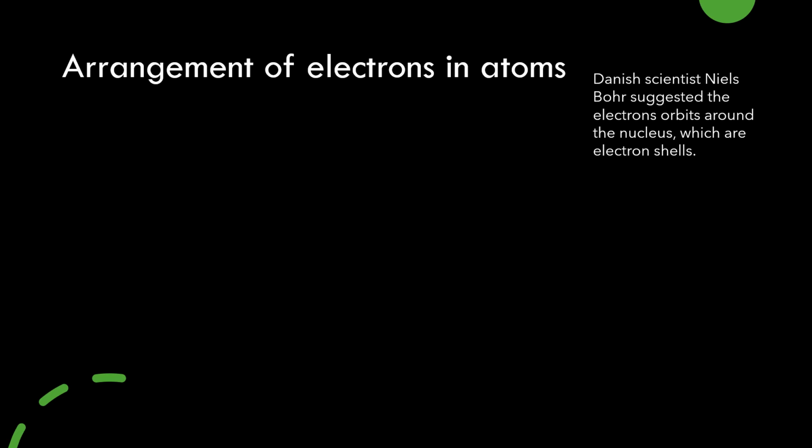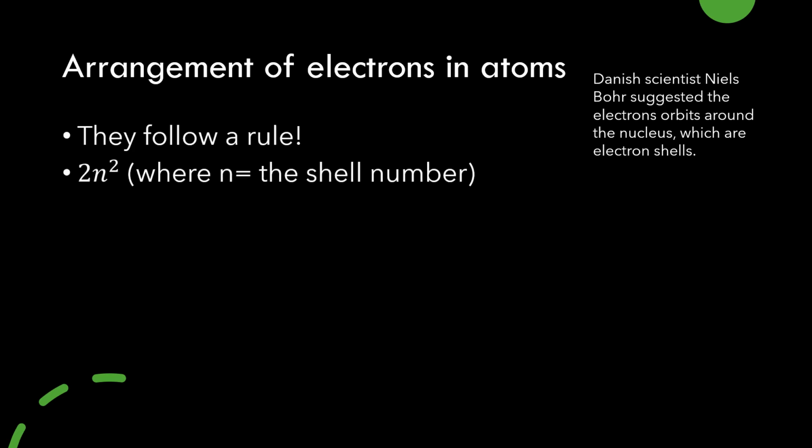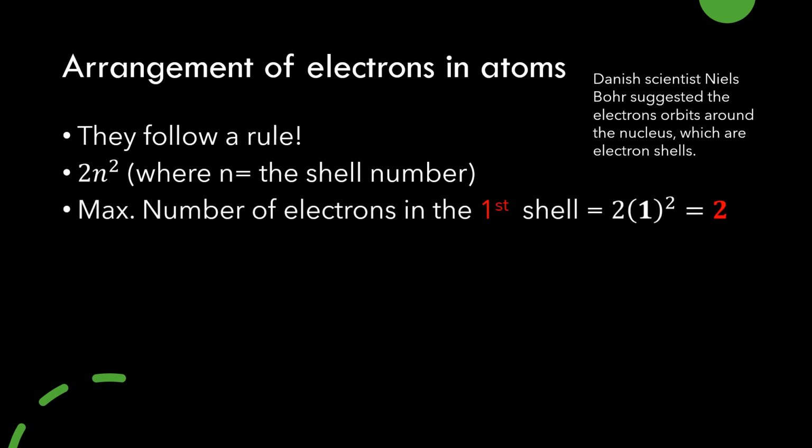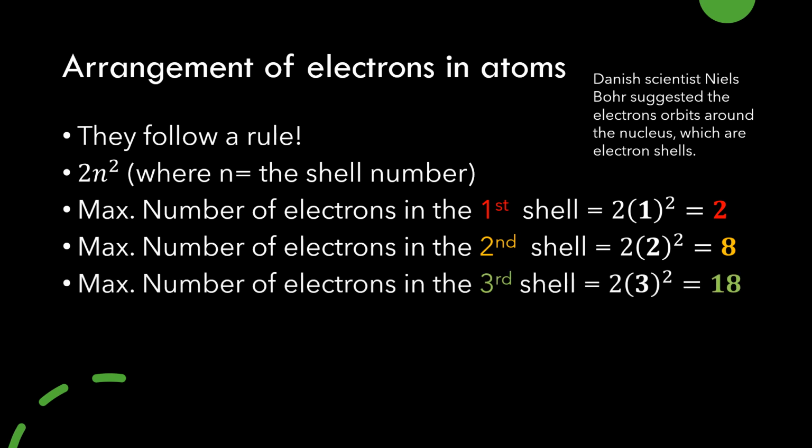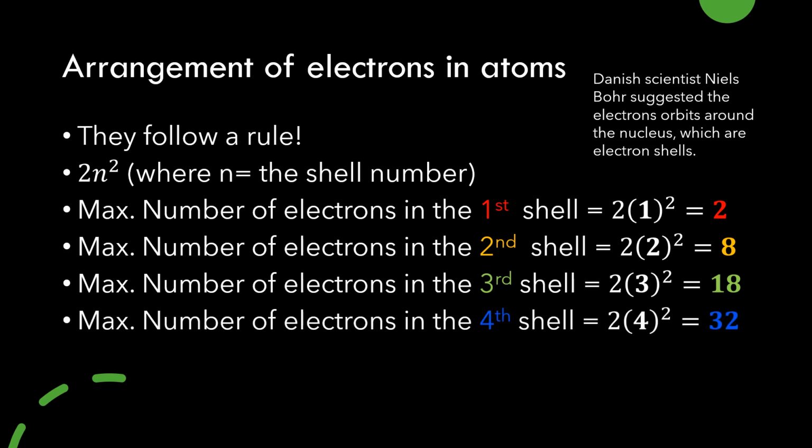The formula is 2n to the power of 2, where n is the shell number. For example, the number of electrons in the first shell will be 2 times 1 to the power 2, which is 2. The maximum number of electrons in the second shell will be 2 times 2 to the power 2, which is 8. And the maximum number of electrons in the third shell will be 2 times 3 to the power 2, which is 18. And the fourth shell will be 32, and so on.